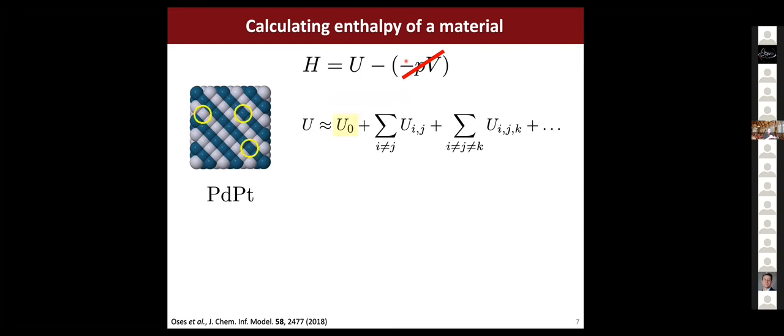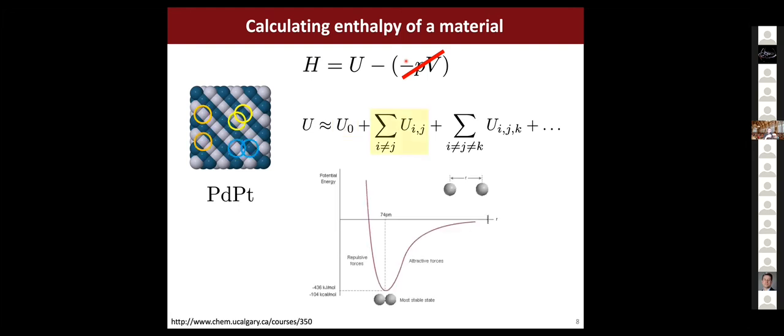We can look at the energy that comes with each individual atom. So the blue atoms carry a particular energy, the white atoms carry another energy. We can look at the energy from the interactions between blue and white atoms, between white and white atoms, between blue and blue atoms. And so that's going to depend, of course, on the distance between these atoms, so where they're positioned, so roughly speaking, how they're bonded.